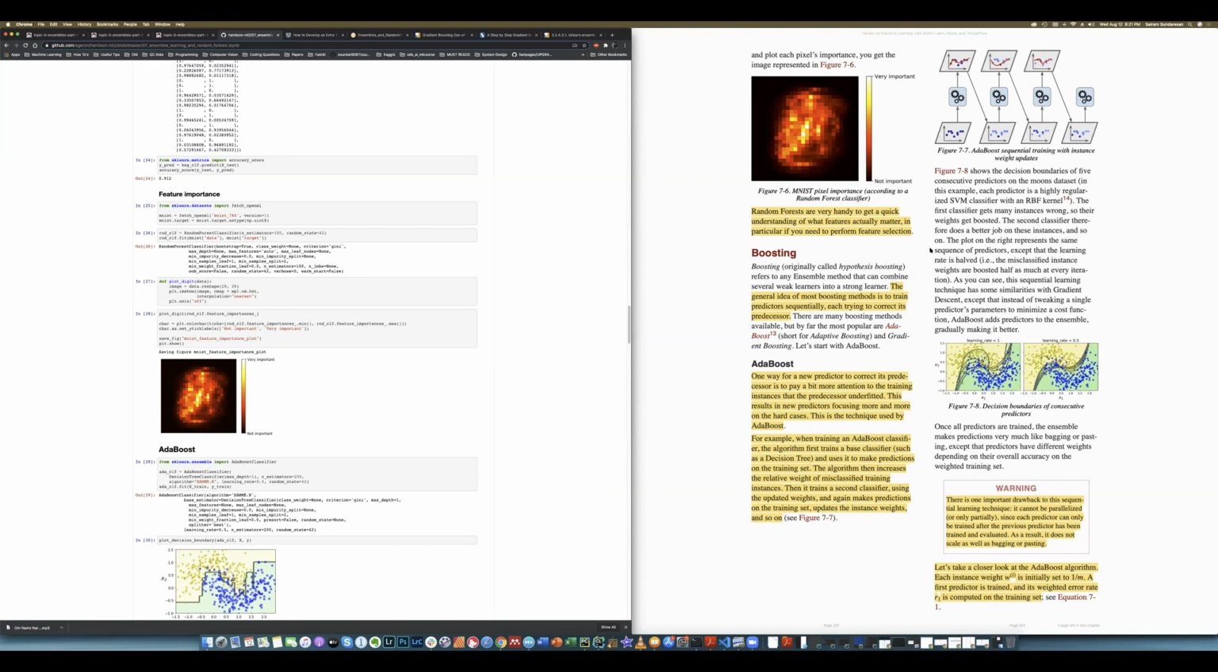Yep. So it has nothing to do with a specific digit. It's just whether a pixel is involved in making a prediction or not. Yeah. And it's not just that, right? If you think about it, was that pixel chosen for the split across a number of trees? And secondly, was it useful in doing the split? Yeah.